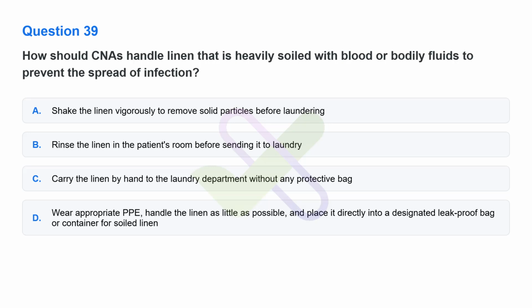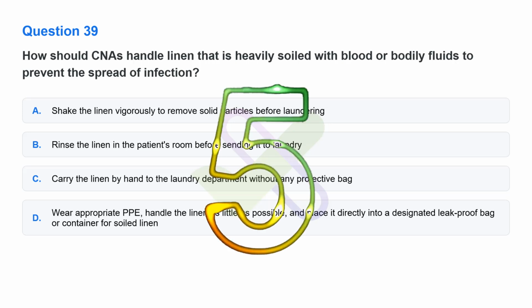How should CNAs handle linen that is heavily soiled with blood or bodily fluids to prevent the spread of infection? A. Shake the linen vigorously to remove solid particles before laundering. B. Rinse the linen in the patient's room before sending it to laundry. C. Carry the linen by hand to the laundry department without any protective bag. D. Wear appropriate PPE, handle the linen as little as possible and place it directly into a designated leak-proof bag or container for soiled linen.